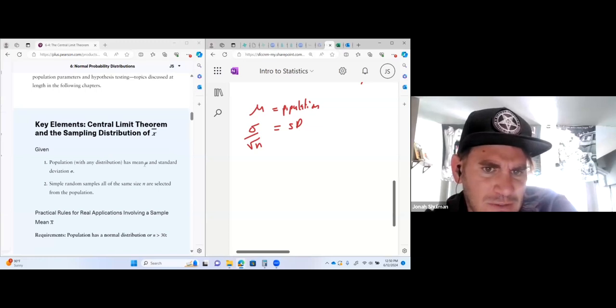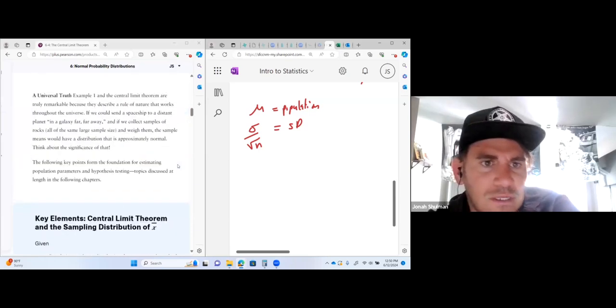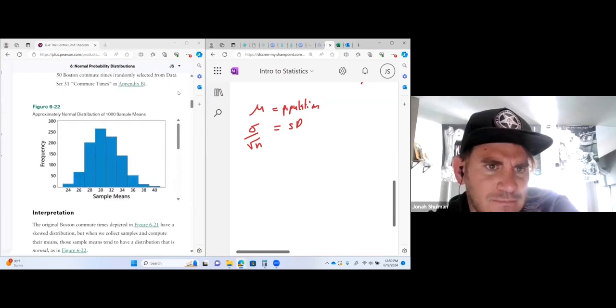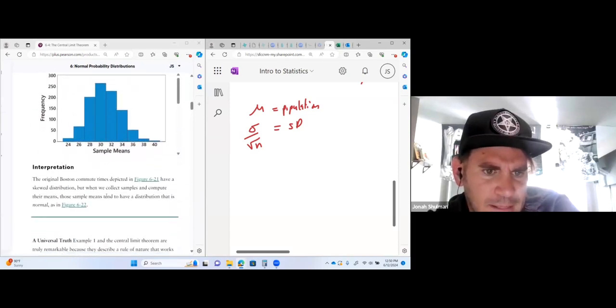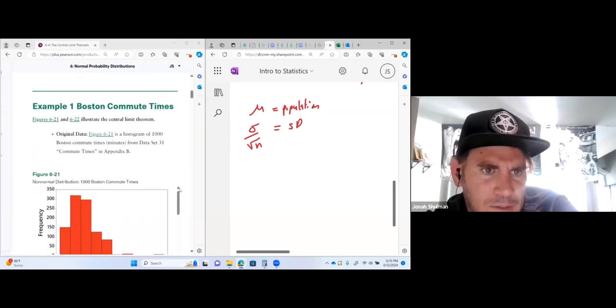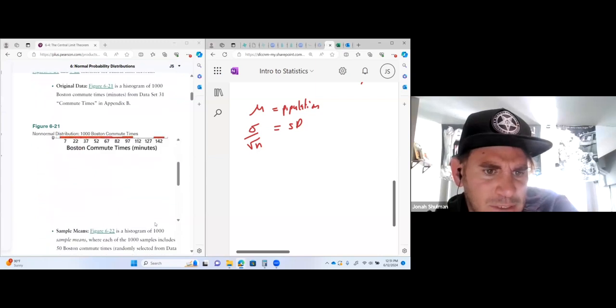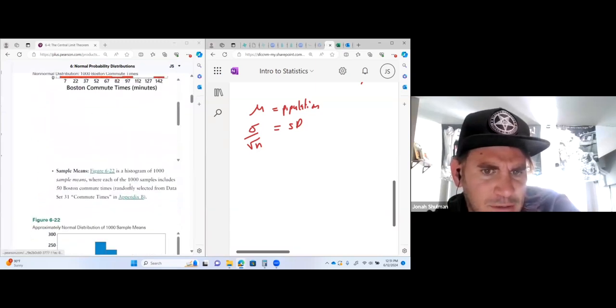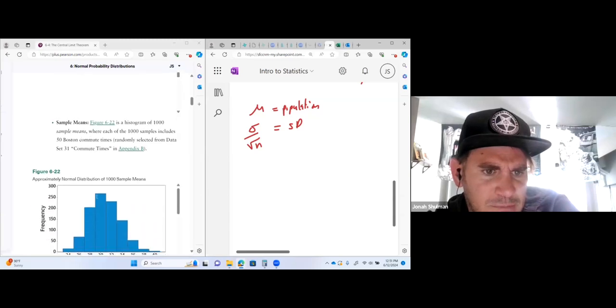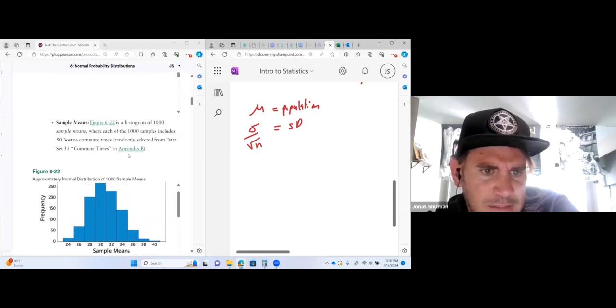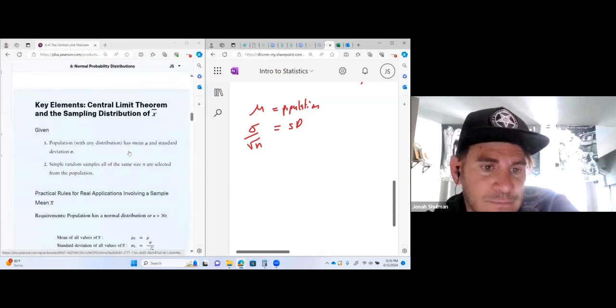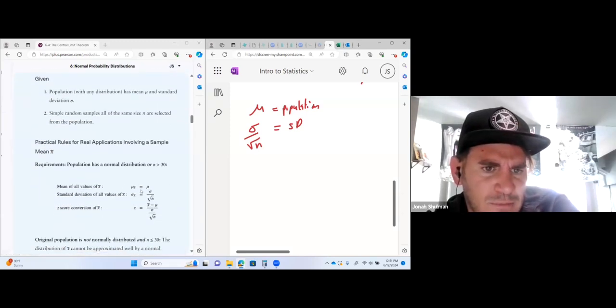The population has a mean of mu and a standard deviation. Simple random samples, all of the same size n, are collected. So here, what do we take? We took 50, right? So this is the 1,000 commute times. And then we took what? We took 50 commute times. And that's how we made it. It's kind of wild.